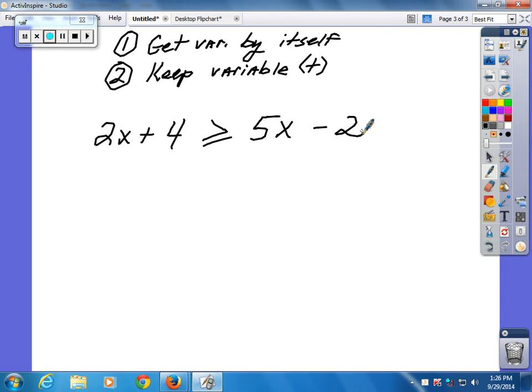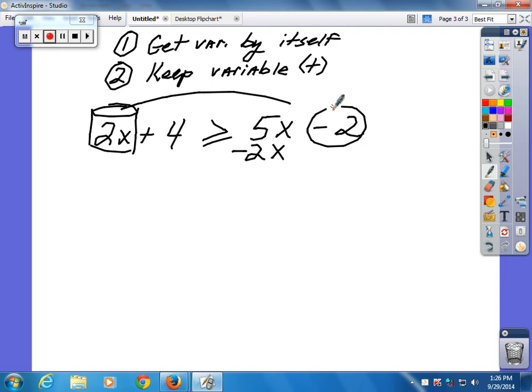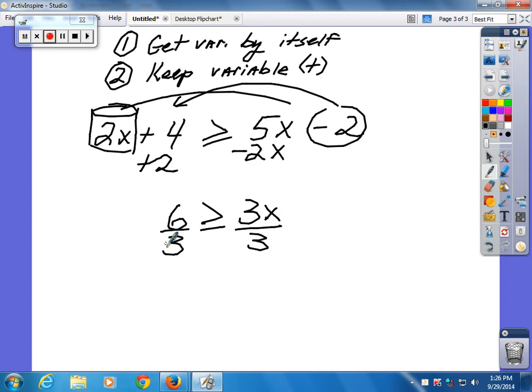All right, am I going to move the 5x to the left or the 2x to the right? I'm going to take the small bucket and move it over here, and that'll give me a negative 2x. Then I'm going to bring the negative 2 over here, and that'll give me 6 is greater than or equal to 3x. Divide by 3, and x is less than or equal to 2.